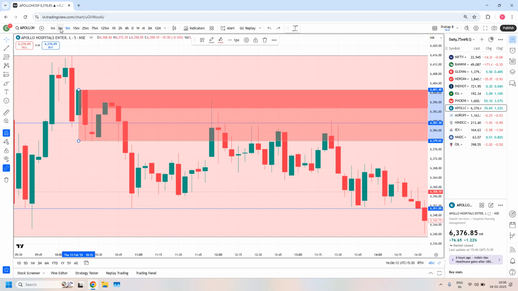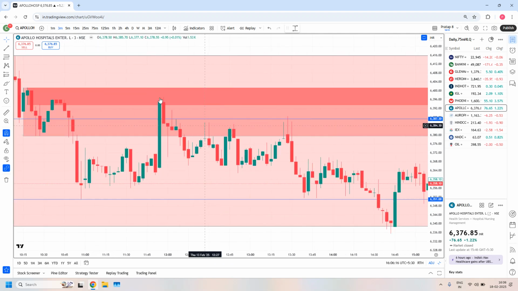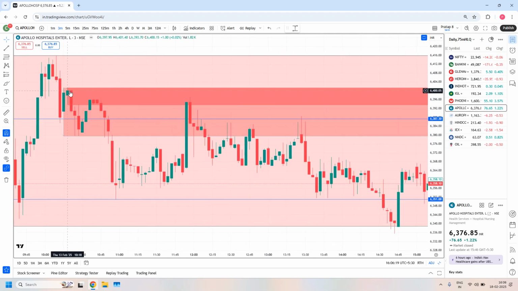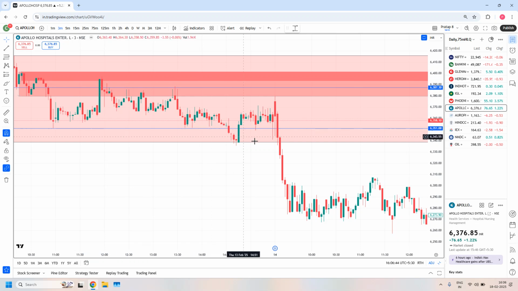Go to 3 minutes time frame. Now you can clearly see. Here you see rally, base, drop. The prices went and touched and again came down, and again second time. In the second time again rally, base, drop is created. So high liquidity zones are created within the 3 minutes level. That's why once again it is tested. Prices went and sharply came down. It gave a big move from here to here.